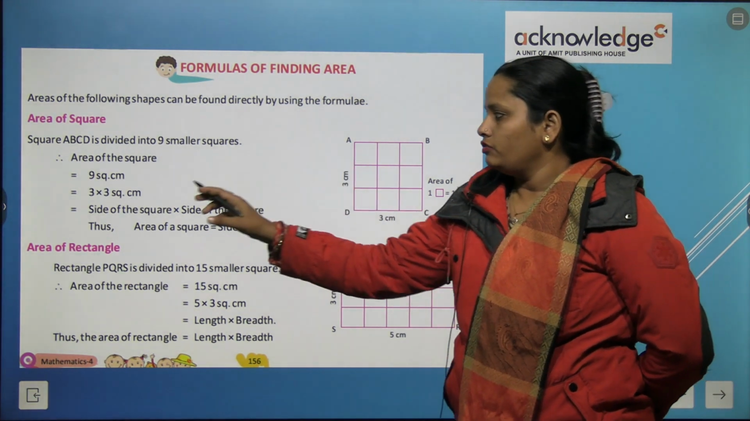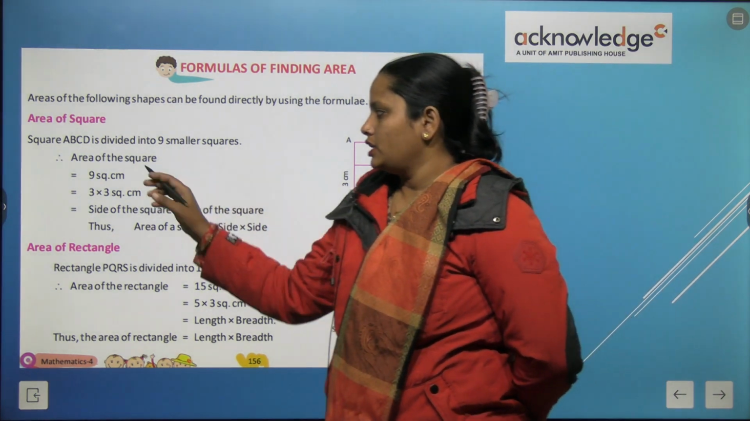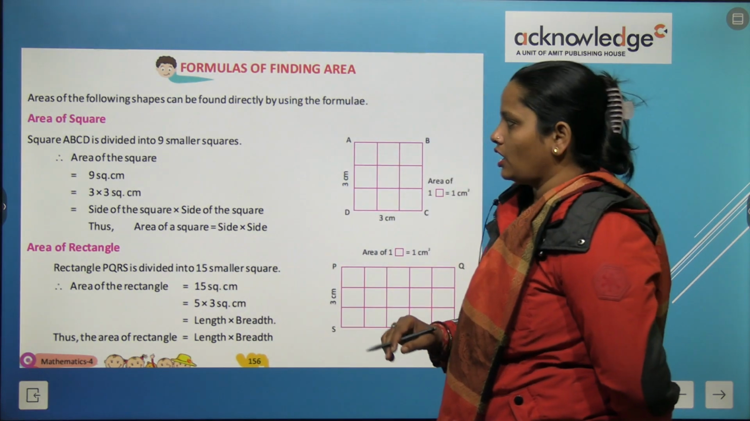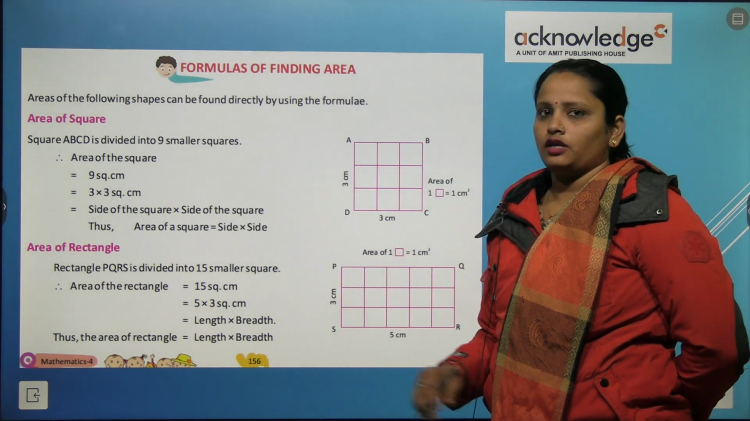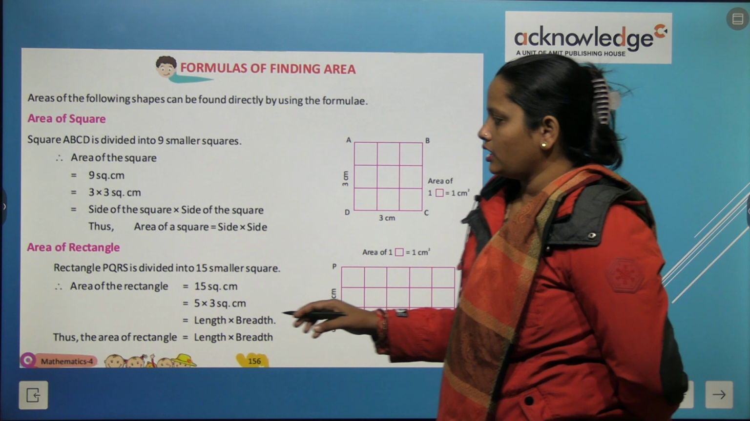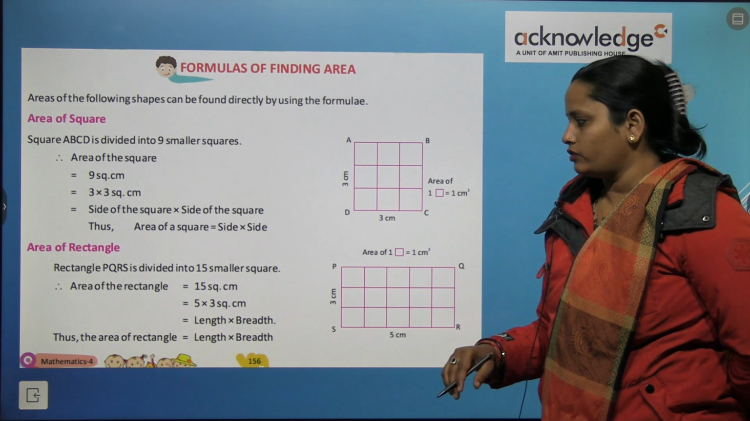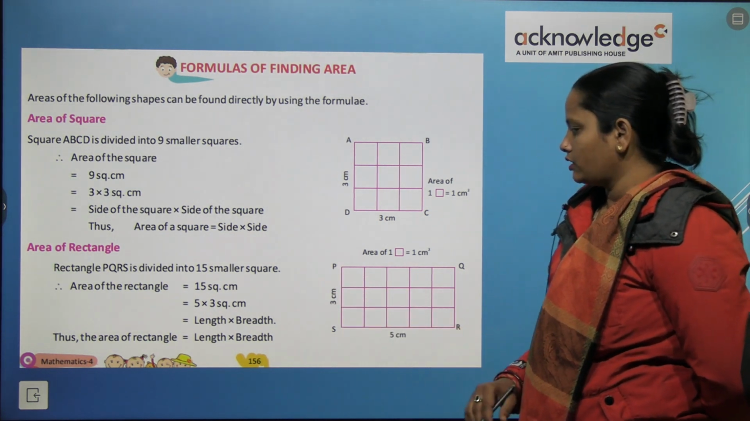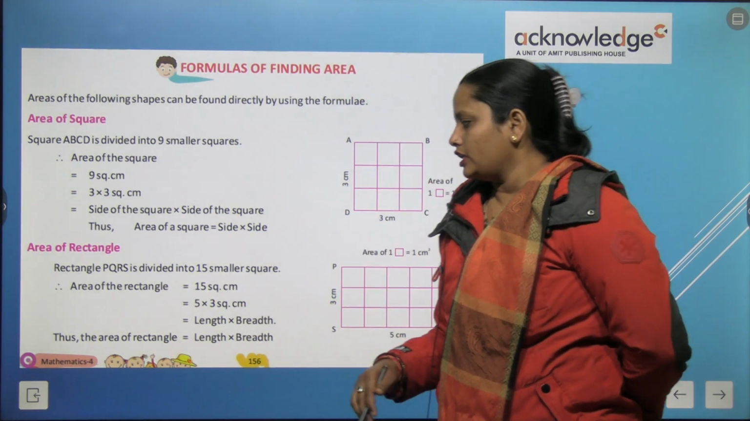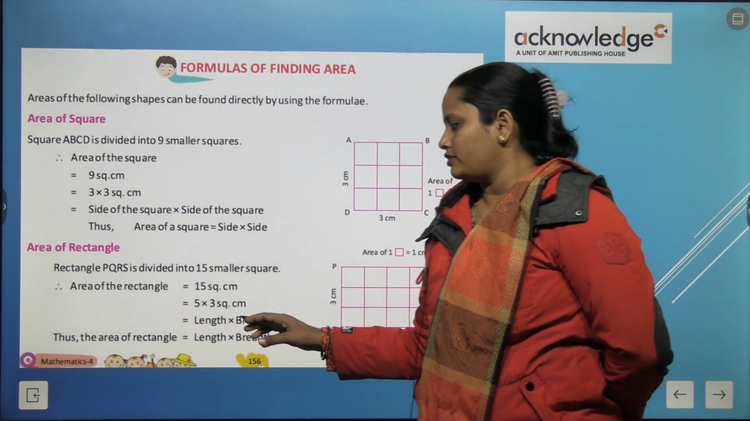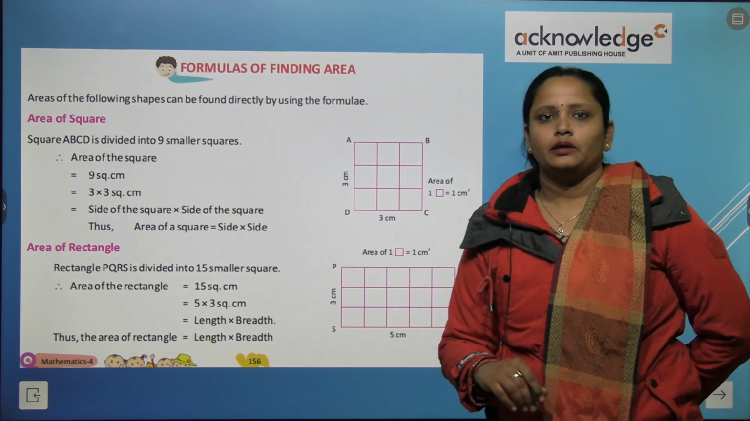So here the area of the square is 9 centimeter square. How? We multiply 3 by 3, which is 9. So here the area of a square is side multiply side. Now area of rectangle. Area of rectangle PQRS. So this is a rectangle and we have to find the area of this. We can see there are 3 here and 5 is written here. So it's 5 multiply 3. So we can also say the area of rectangle is length multiply breadth.